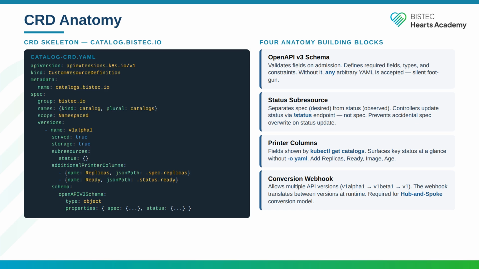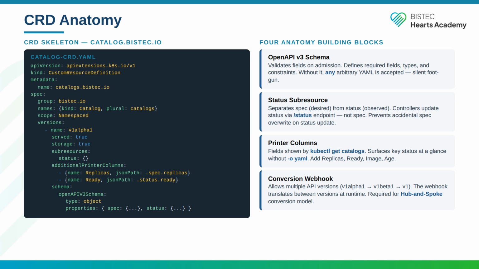The status subresource is critical for correctness. By separating status from spec, you allow the controller to update status without triggering a spec reconcile loop. Without this separation, every status write triggers another reconcile, creating a tight loop. Always enable the status subresource.